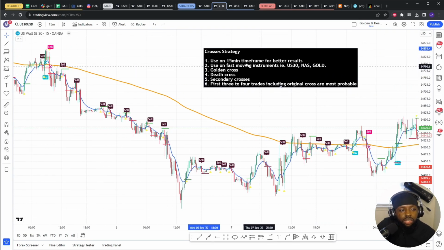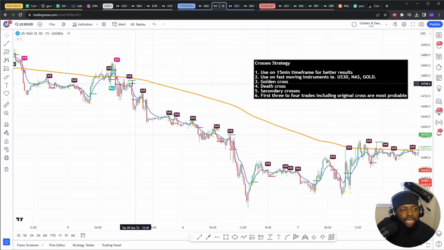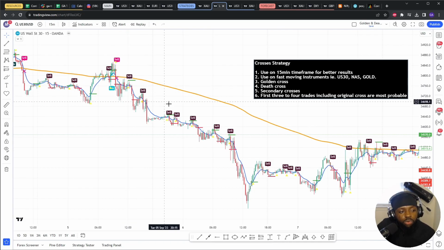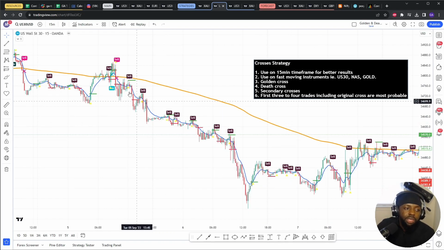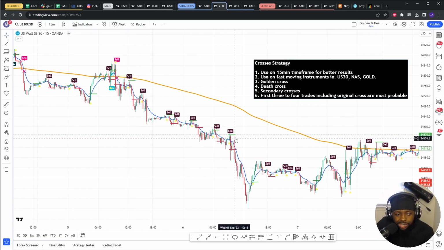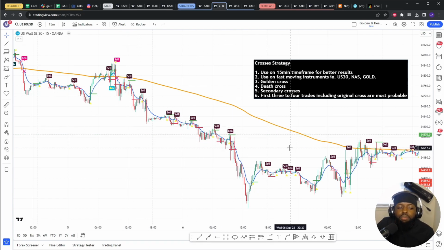So if you're using this strategy, you can see that, again, first 3 to 4 trades. So the first one, the death cross, second trade, which is a secondary cross, 2, 3, 4, you can see they would have been highly profitable and would have hit full TP. So ideally, you want to focus on those. I don't recommend chasing after the fifth one, but we've had instances where 24 back-to-back trades, I think they were buys. So if it's a buy, it's a golden cross.